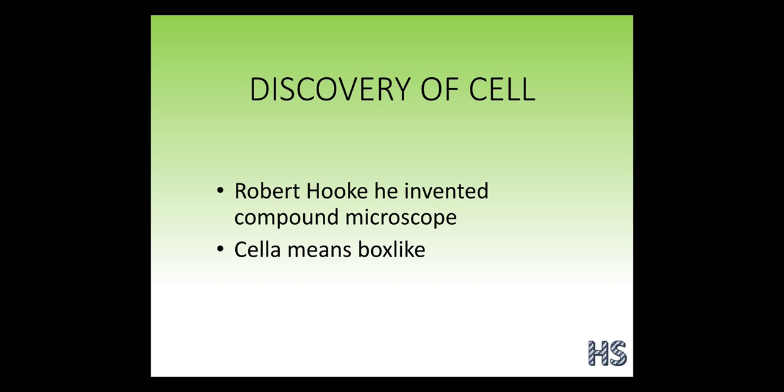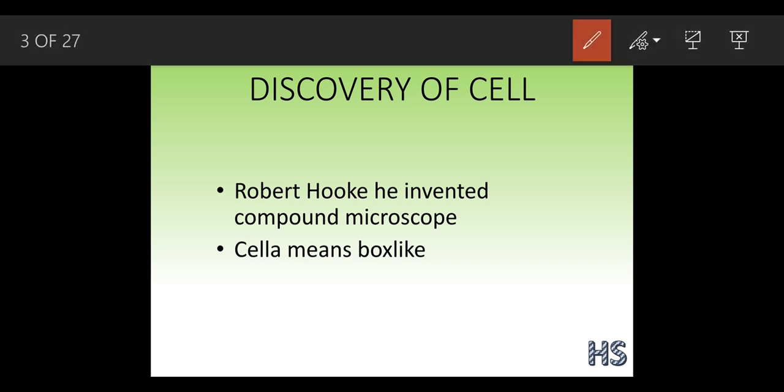Now, the discovery of cells. It's very important how this cell got discovered. Let's understand. There was one scientist whose name was Robert Hooke. He invented the compound microscope. What is a compound microscope? I am going to explain that to you in detail, but before that, we are going to understand what he discovered.